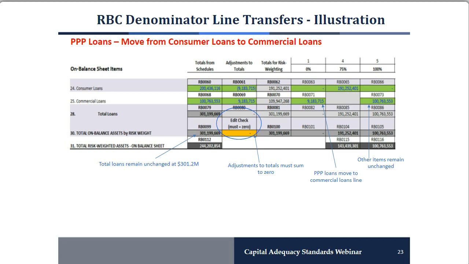Please note again that the sum of the adjustments to totals column equals 0. The total loans also remain unchanged. I will now turn it over to Rob, who will discuss off-balance sheet exposures.